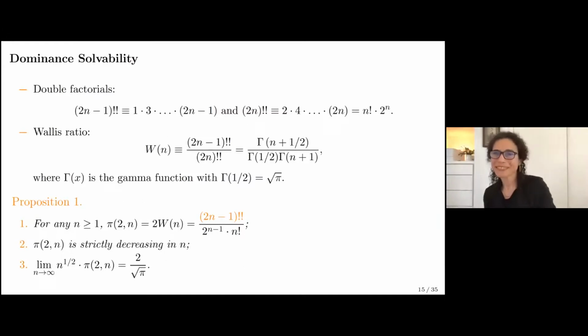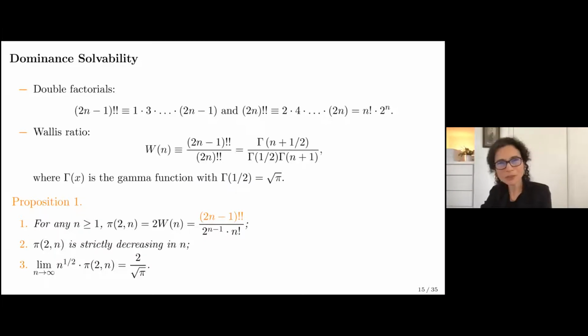So now we can finally completely describe the probability of dominant solvability. The probability of dominant solvability is 2 times the Wallace ratio, so you can write it as this formula. It's strictly decreasing in n, and asymptotically, it behaves like 1 over square root of n. In fact, with the proportional ratio of 2 over square root of pi.